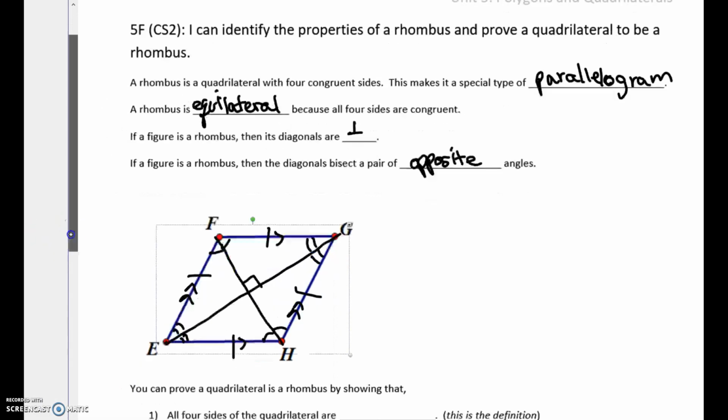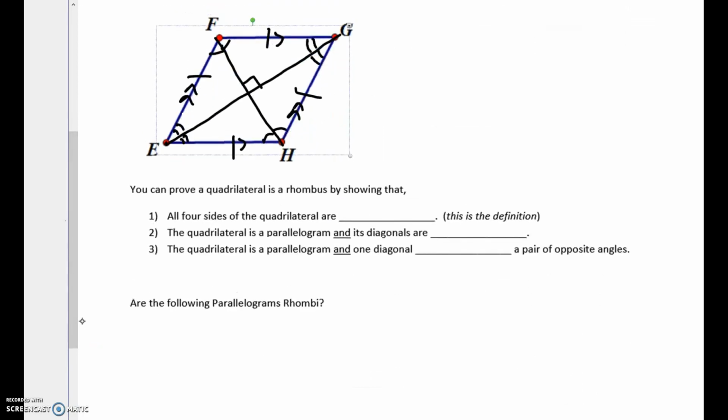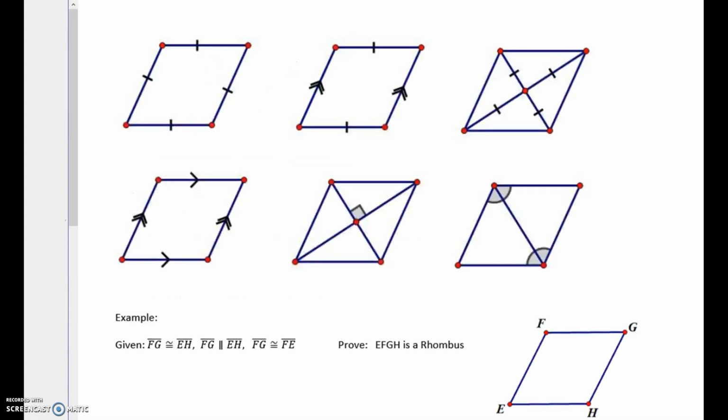Now, we're able to prove something to be a rhombus with three different methods. We can prove that all four sides of my quadrilateral are congruent, which is really our definition of a rhombus. Or we can prove that a quadrilateral is a parallelogram and its diagonals are perpendicular. Notice I can't use this one without first proving it's a parallelogram. Or we can prove that the quadrilateral is a parallelogram and one diagonal bisects a pair of opposite angles. So let's take a look at some figures here.